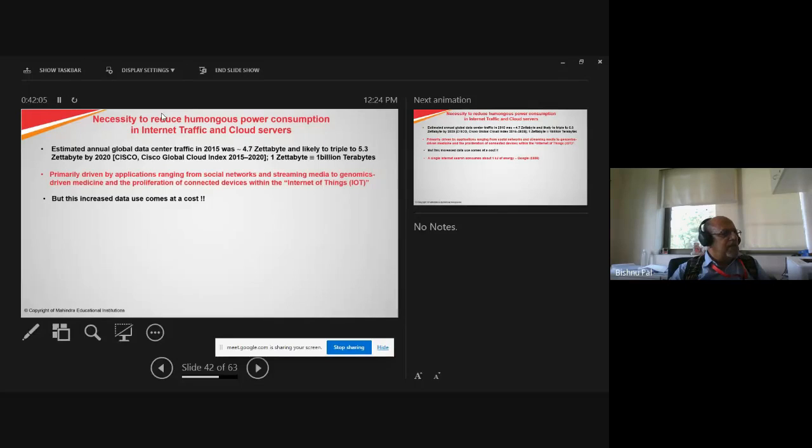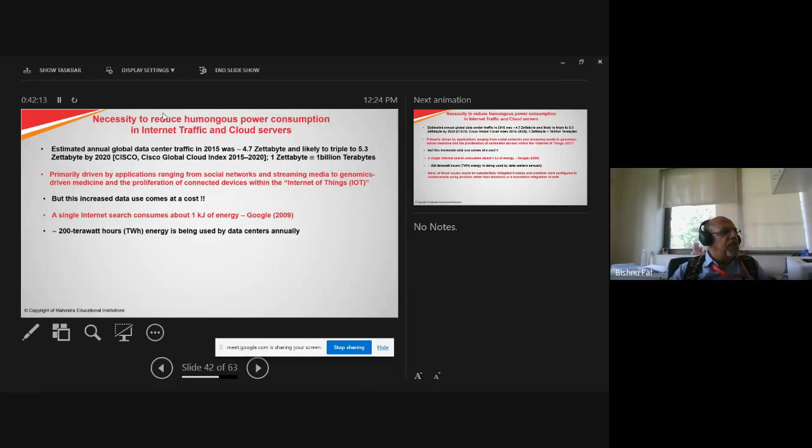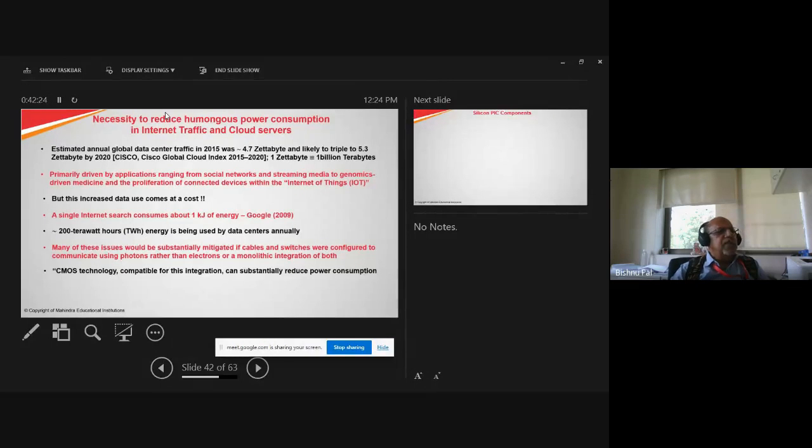But this increased data transfer comes at a cost. A single internet search consumes about 1 kilojoule of energy, according to Google, and 200 terawatt hours of energy is used by data centers annually. Many of these issues could be substantially mitigated if cables and switches were configured to communicate using photons rather than electrons, or monolithic integration of both. So CMOS technology is the ideal platform. It's a very mature semiconductor industry technology, complementary metal oxide semiconductor technology, which is compatible for this integration of photonic integrated circuits and electronic integrated circuits.